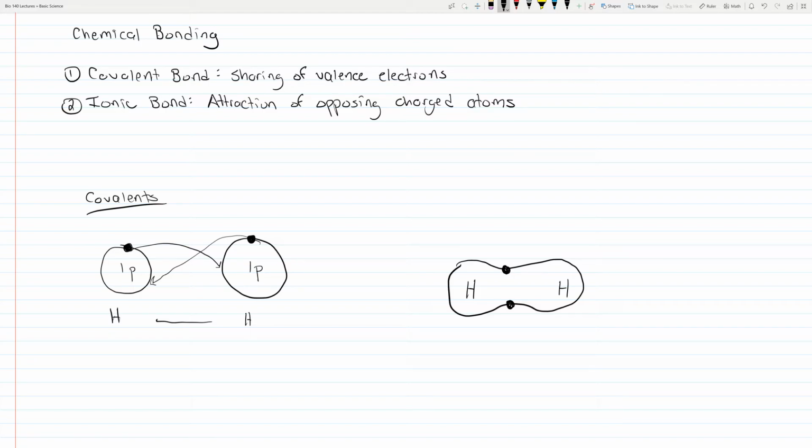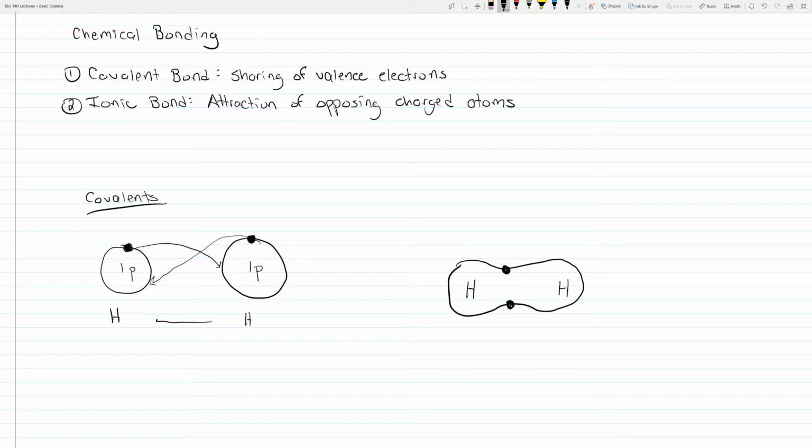Now, how do you determine how many electrons they can share? Well, you just have to look at the valence. The maximum number of electrons on the first shell is 2, so only 2 electrons can be shared in the first shell.